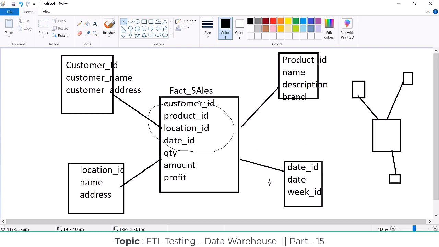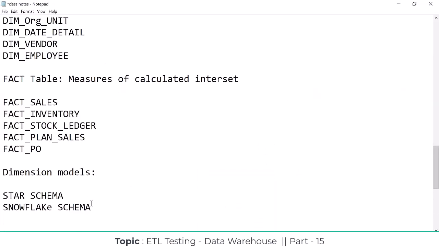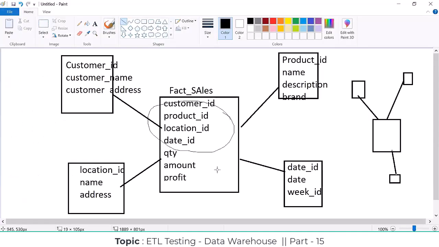Okay. Now let's come to what are the advantages of the star schema and what are the disadvantages of the star schema. The advantage is that we can understand what tables are there and what the relation is between one table and another table. So we can easily understand.